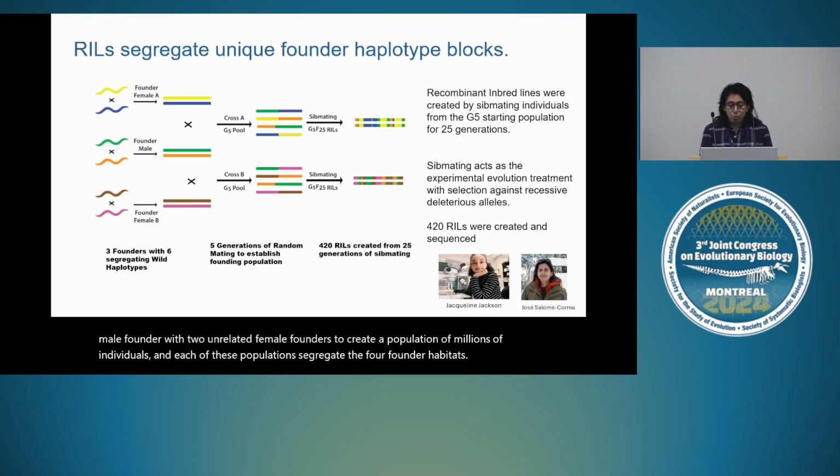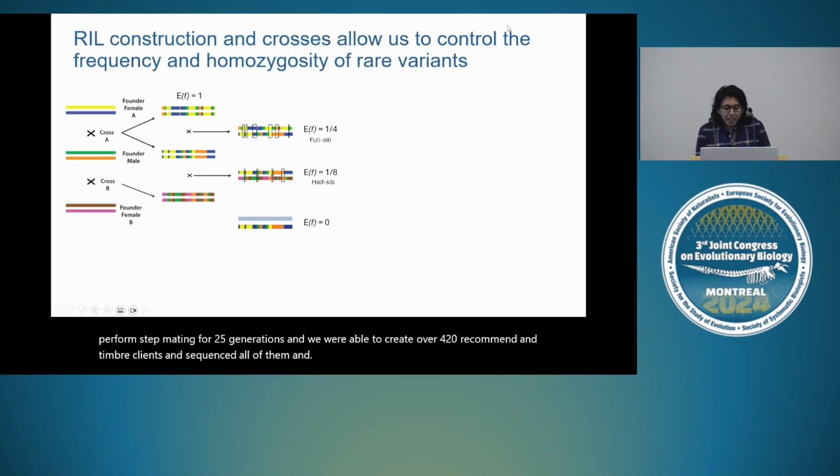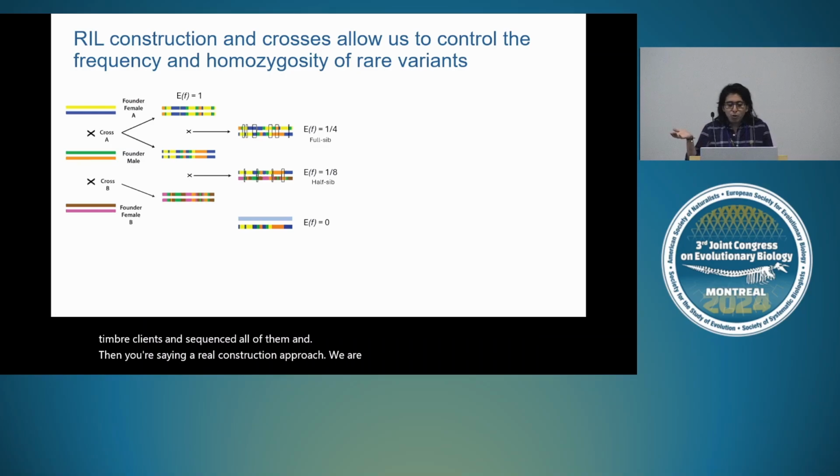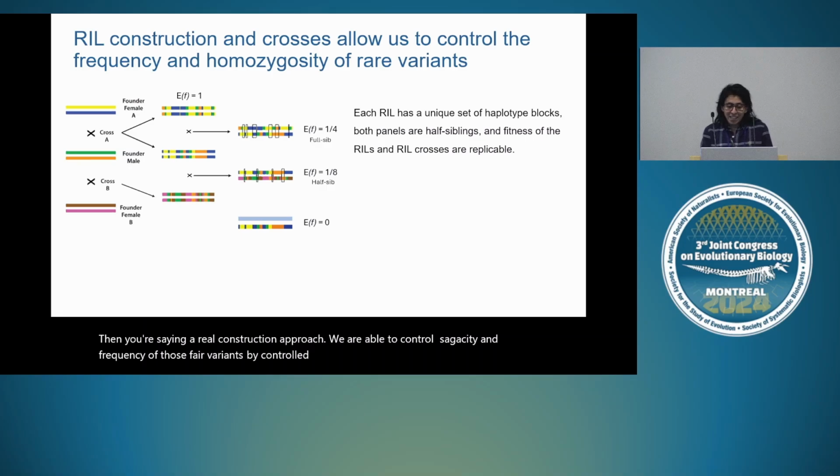Then from this starting population, we picked pairs of individuals and performed sib mating for 25 generations. We were able to create over 420 recombinant inbred lines and sequenced all of them. Then using a RIL construction approach, we are able to control homozygosity and frequency of rare variants by controlled crossing, given that each RIL has a unique set of haplotype blocks, and RIL panels are half-siblings, and fitness of RILs and RIL crosses are replicable.